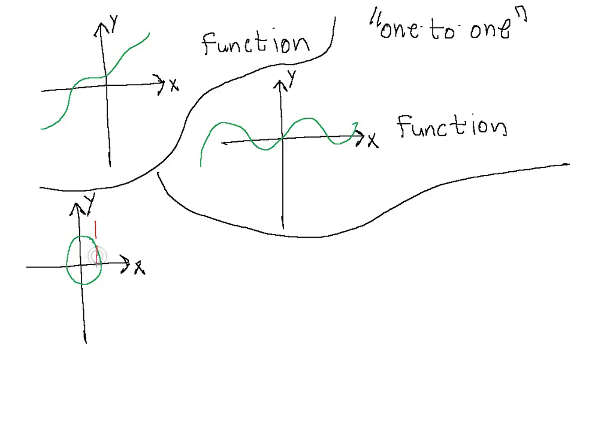We can draw one right here, we can draw one right here, we can draw one right here. There's lots of places that if we draw a vertical line, it passes through this relation that looks like a circle more than once. It passes through twice here, twice here, twice here. So this relation fails the vertical line test because the line crosses more than one point on the graph.